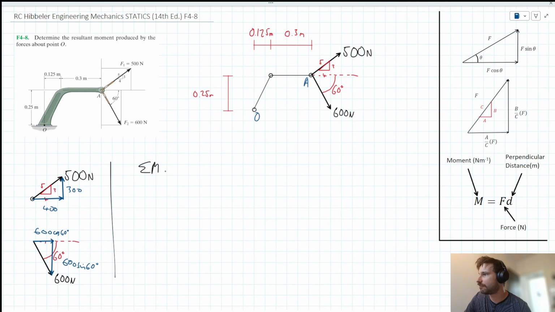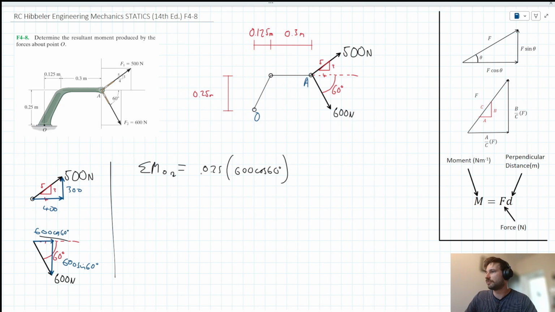So we can say that the sum of moments about point O acting, let's say, clockwise is equal to, now let's start by considering clockwise moments. So the horizontal component of F2 here is going to enact a clockwise moment. So let's say this is going to be equal to this distance here multiplied by the horizontal component there. So we can say that's going to be 0.25 times 600 cos 60.